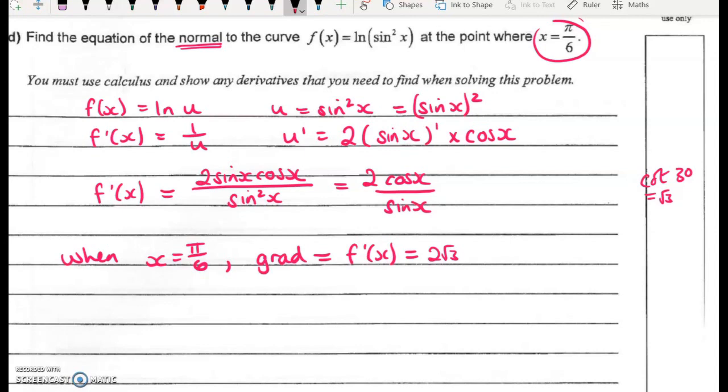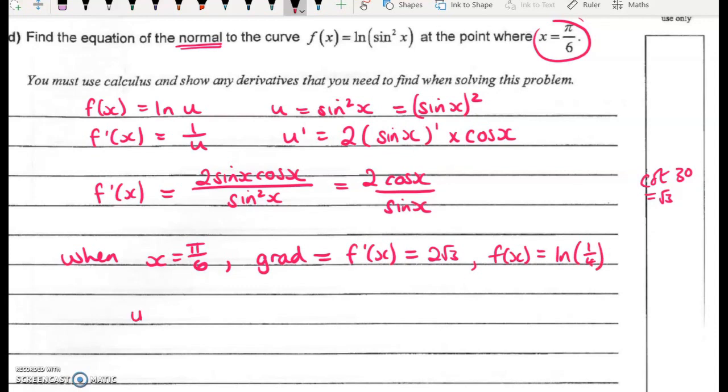We're also going to need the y value at that point on the line, so we can do our equation of the line. So we pop pi by 6 in for x here. So sine of pi by 6 is going to be a half. So sine pi by 6 is a half. If we do a half squared, we get a quarter. So f of x will be equal to ln of a quarter.